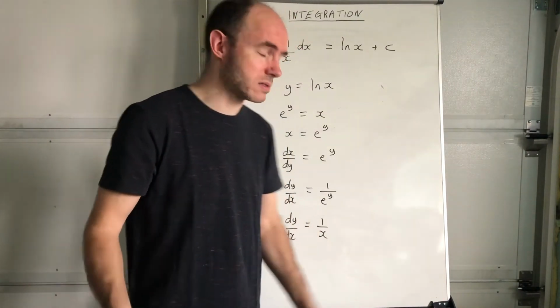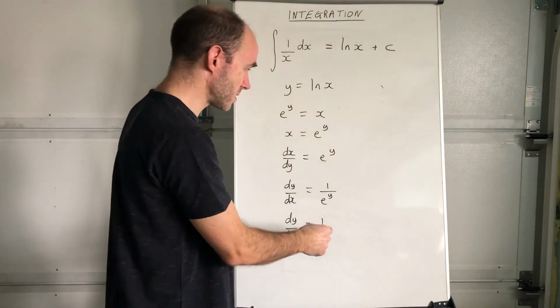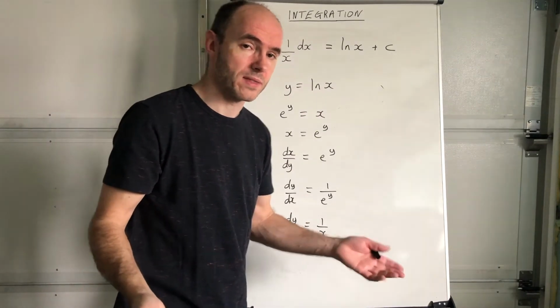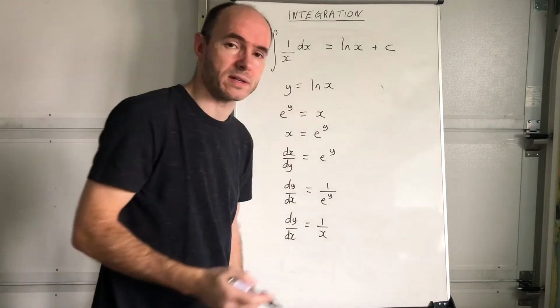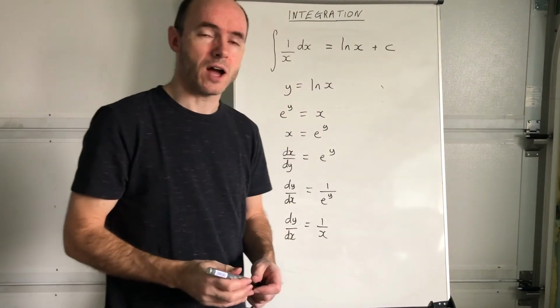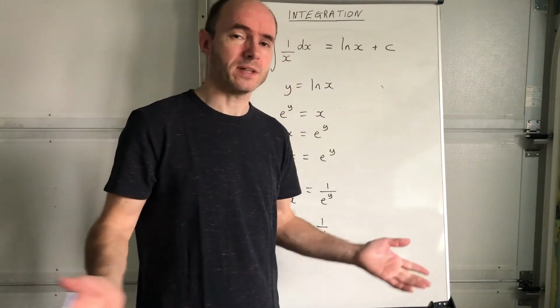If it's the case that dy/dx is 1 over x, then the reverse must hold true as well. That is, the integral going backwards of 1 over x must be natural log of x plus c, of course, okay? I'm hoping that you found that very, very useful, okay?